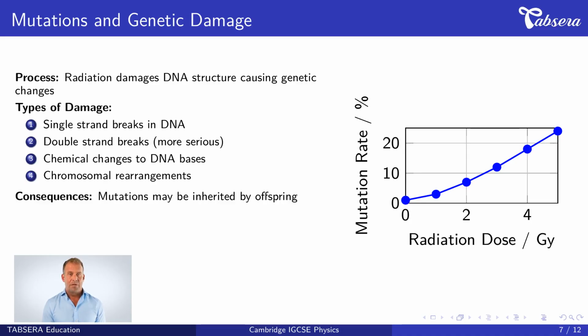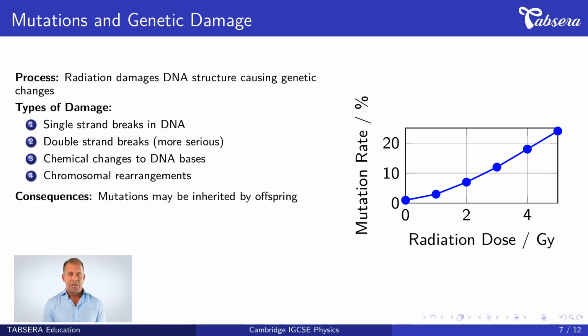Example 2 examines mutations and genetic damage. The process involves radiation damaging DNA structure, causing genetic changes that may persist. There are 4 main types of damage. First, single-strand breaks where one side of the DNA double helix is severed. These are often repairable. Second, double-strand breaks where both sides break, which are more serious and harder to repair correctly.